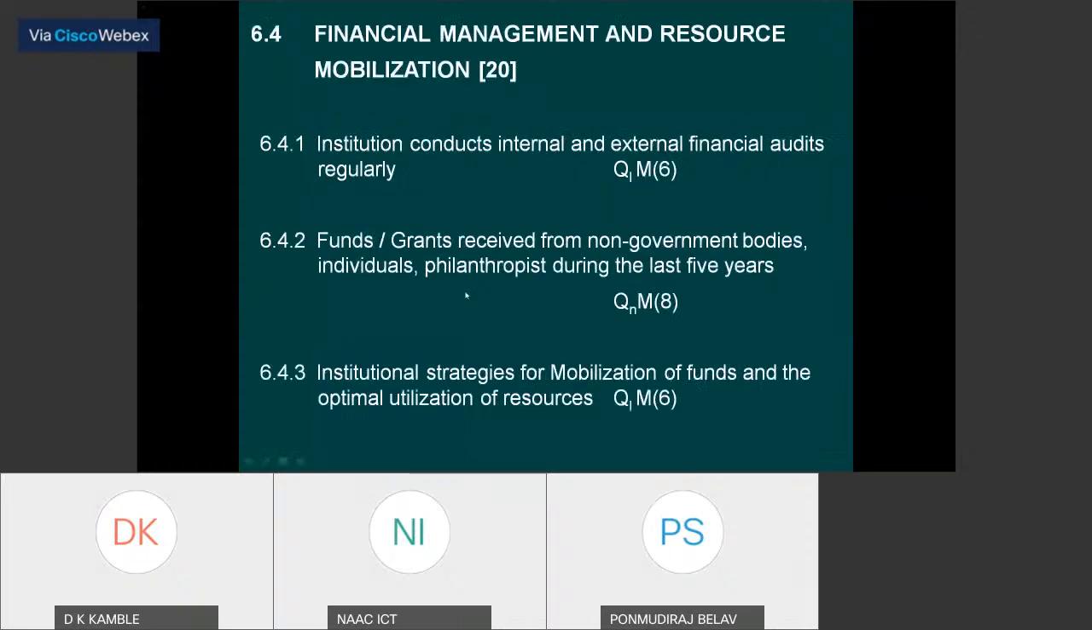Then, related to this quantitative metric, funds and grants received from non-government bodies, individuals, or philanthropic trusts during the last year. For this it is mandatory: if the institution has received a grant, the sanction copy of that particular body is required, whether it may be government or individual, whatever.